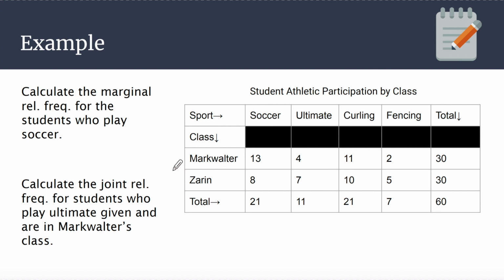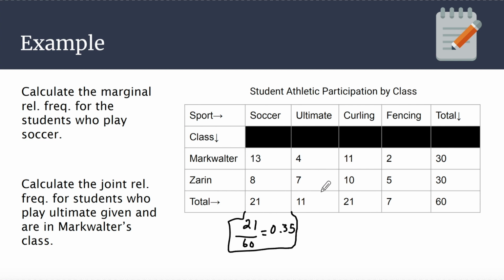The marginal relative frequency for students who play soccer. Well, how many students play soccer? It's 21, right? So the marginal relative frequency is going to be 21 out of the total, which is 60. 21 out of 60 will give us, if you want it as a decimal, 0.35, or I guess we could say 35%. That is the marginal relative frequency for students who play soccer.